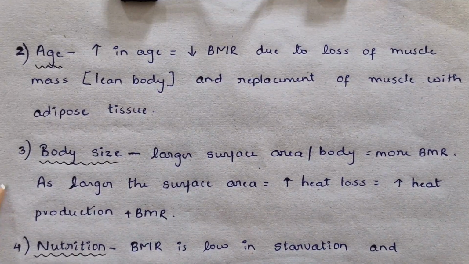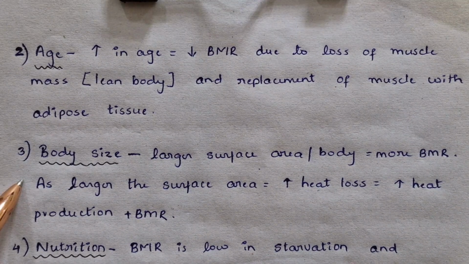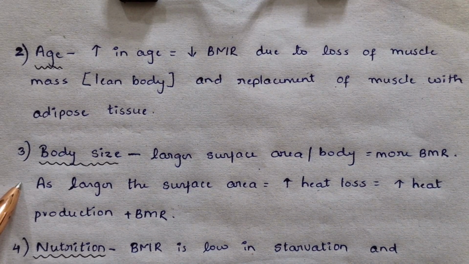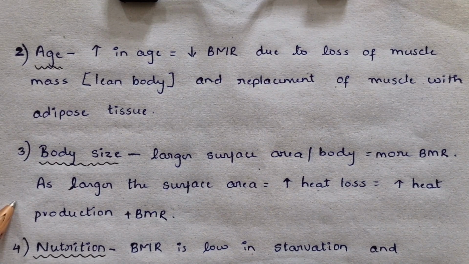The third factor is body size. Larger the surface area of body means more the basal metabolic rate. As larger the surface area, there is increase in heat loss and there is increase in heat production along with increase in the basal metabolic rate.